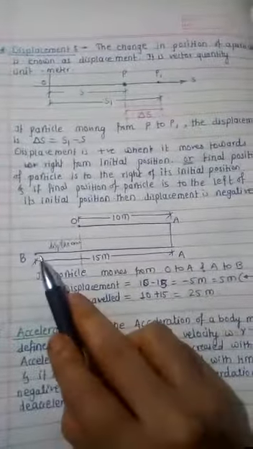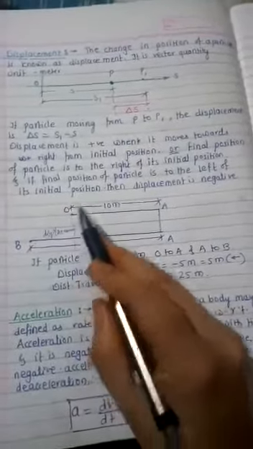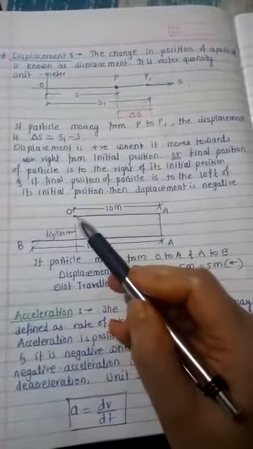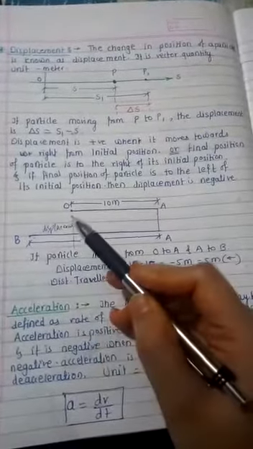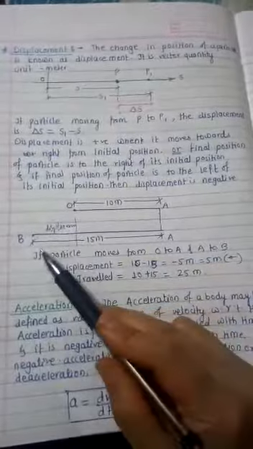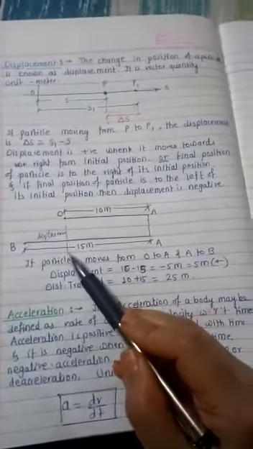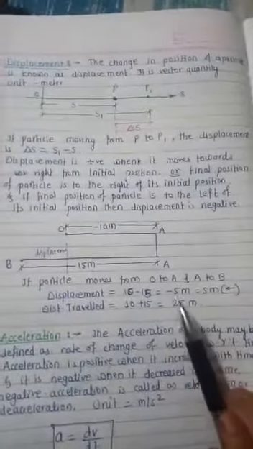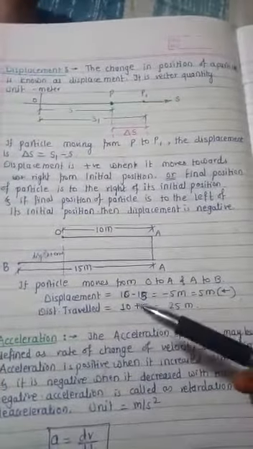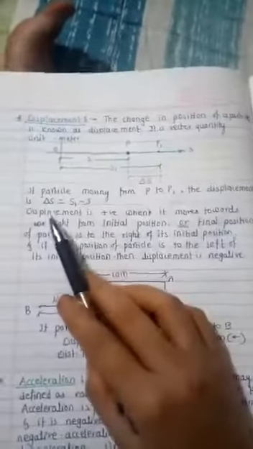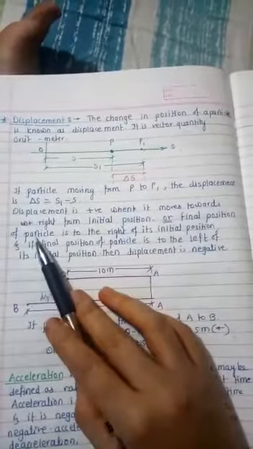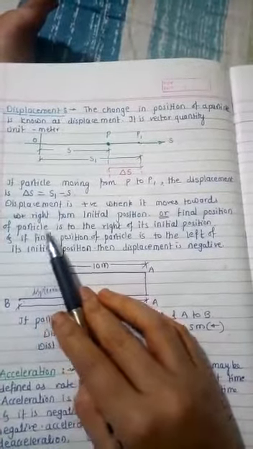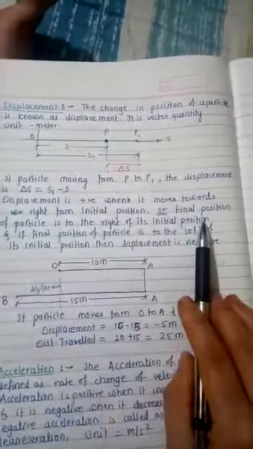So what is displacement? The shortest distance traveled by the particle from initial position to final position. So it will be 10 minus 15, that is minus 5. The minus sign indicates that the particle is traveling to the left side. So displacement is positive when the particle's final position is to the right of its initial position.